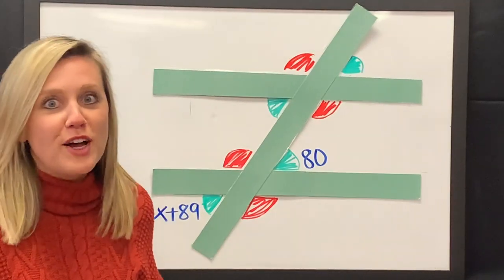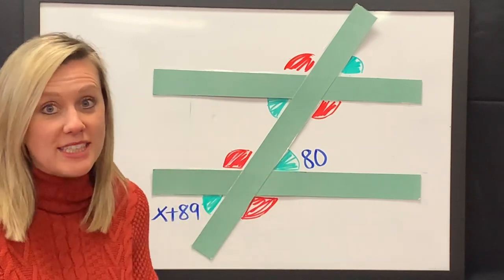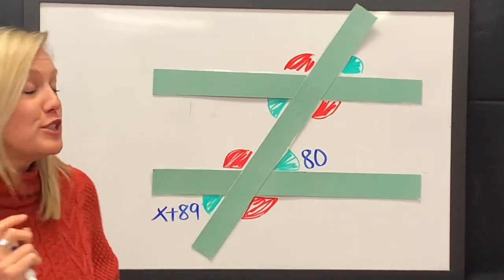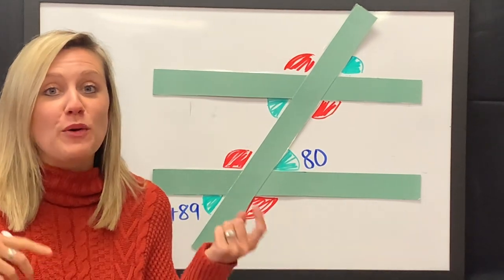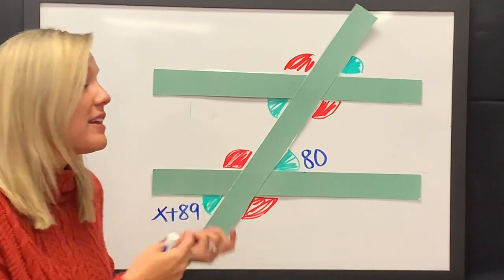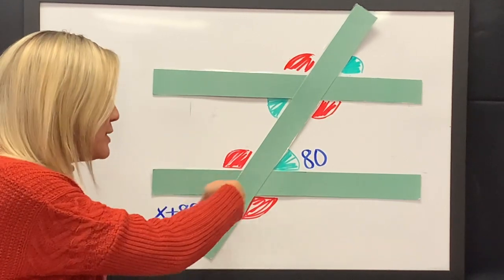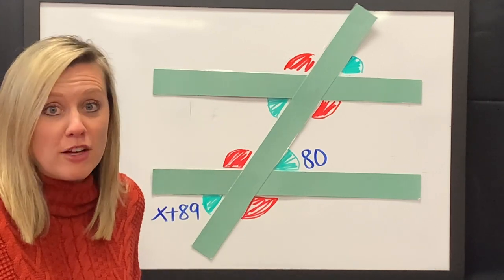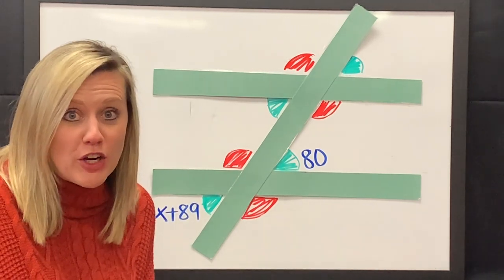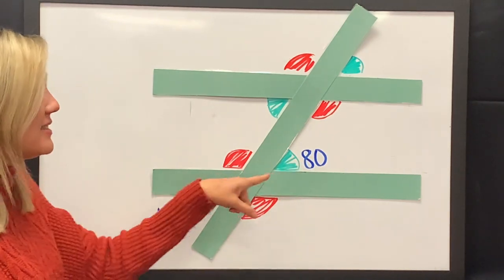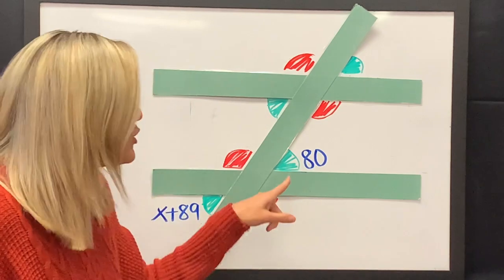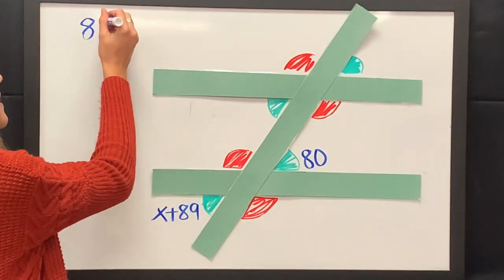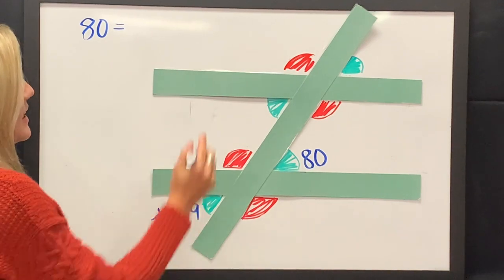But guess what? Our math problems aren't always this easy. So I am going to make it a little more difficult. So for this example, we know that this angle is equal to 80, and we know that this angle is equal to x plus 89. So if you remember the vocabulary, or if you look at the colors, these angles are equal to each other, and they're also called vertical angles. So since they are equal to each other, I am going to take each of these measurements and set them equal to each other. So I'm going to write 80 is equal to x plus 89.